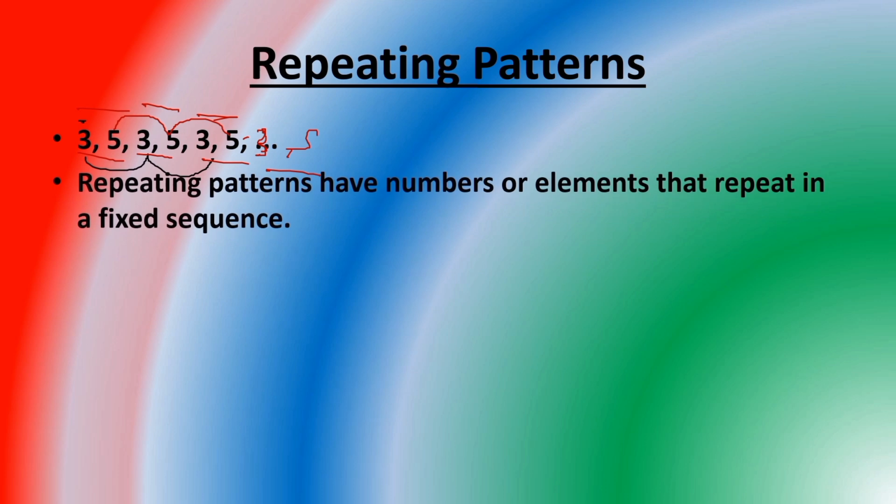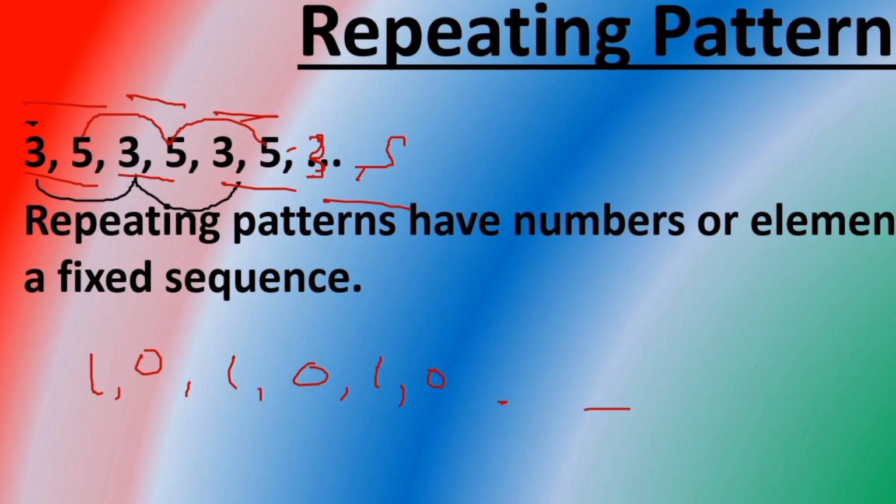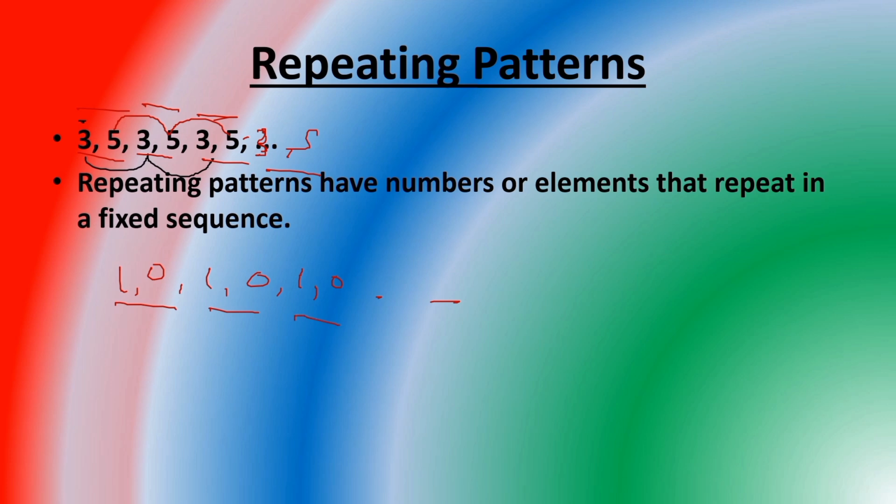So what's happening here? We can say that repeating patterns have numbers or elements that repeat in a fixed sequence. In a fixed sequence it is coming, right? So let's say we have 1, 0, 1, 0, 1, 0. So what will be the next number? Based on this pattern we can say the next numbers will be 1, 0. It is repeating.